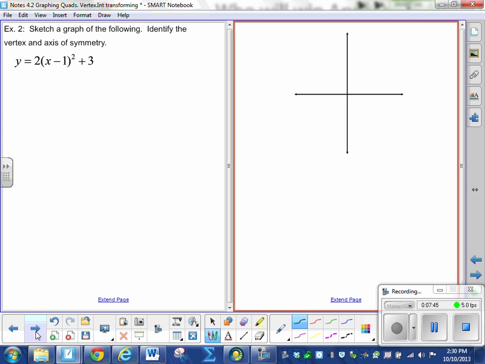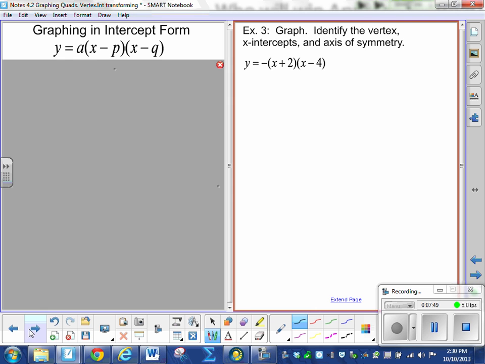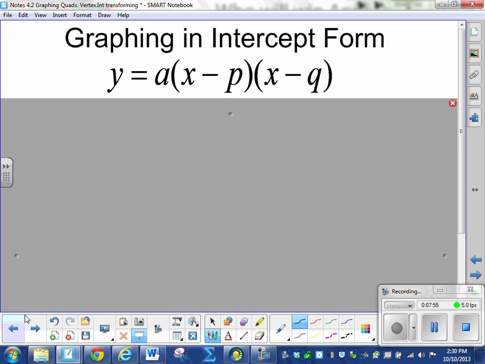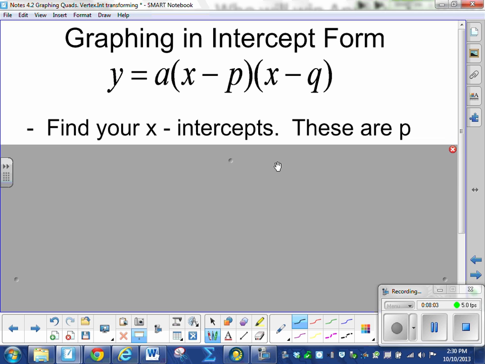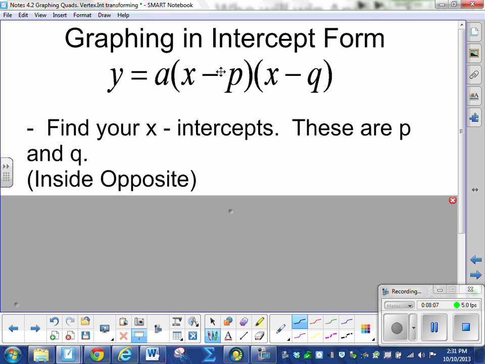Let's go ahead and move on to the intercept form. I don't want to make this recording too long. Okay, graphing an intercept form. Intercept form means that you have your actual x-intercepts. So to do this one, first step is to find your x-intercepts. These are your p's and your q's.